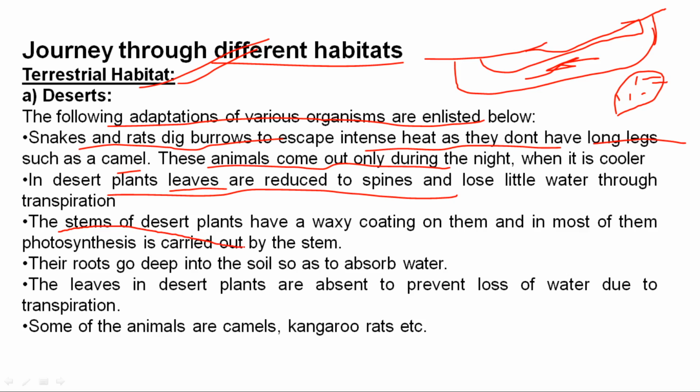The stem of desert plants has a waxy coating on it. In most of them, photosynthesis is carried out by the stem. So on the stem there will be a waxy coating. Waxy coating means an oil-like coating. Okay, wax coating, that's why water will not go out.